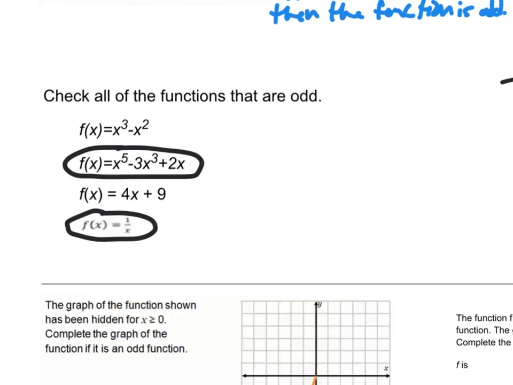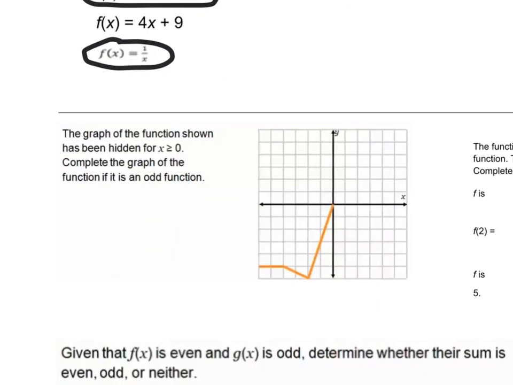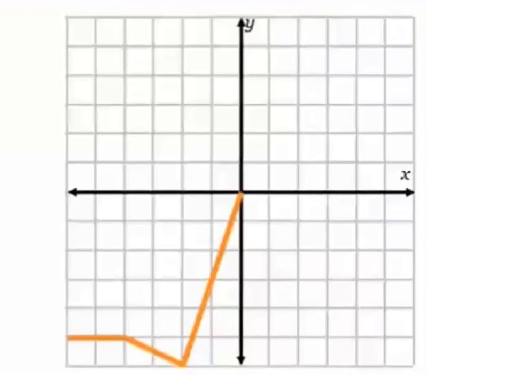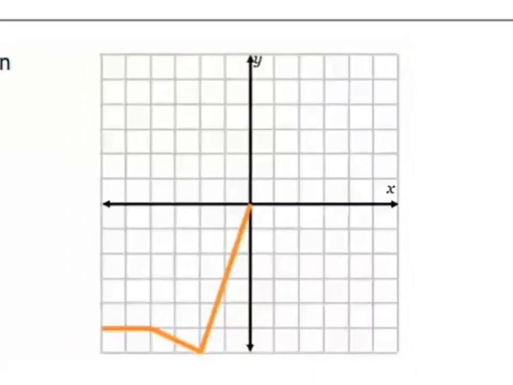Over here it says the graph of the function is shown and has been hidden for the part where x is greater than 0. We want to complete the graph of the function if it is an odd function. So I'm going to complete this, and I just want to identify some specific points that we will need.